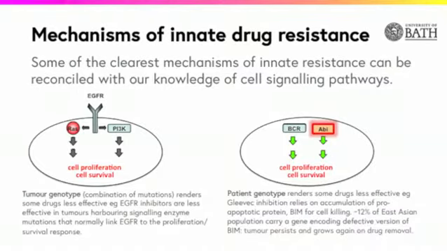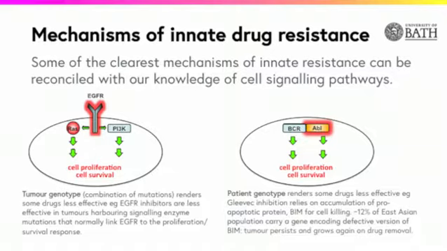Okay, so if we just go through common mechanisms of innate drug resistance or primary drug resistance to start off with, some of the clearest mechanisms of innate resistance can be reconciled with our knowledge of cell signaling pathways, which you've been introduced to in Andrew Ward's lectures. So, for instance, in colon cancer, many cancers are driven by mutations in the EGF receptor. So this is the epidermal growth factor receptor.